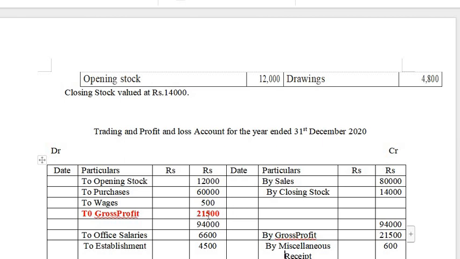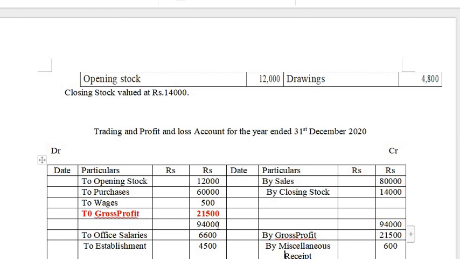Whenever in the trading account, P&L account, the difference we are getting on the debit side or left hand side, you can consider that as a profit. Whenever the difference is on the left hand side of a trading account, you have to mention it as gross profit. Okay, next you have to prepare the P&L account.